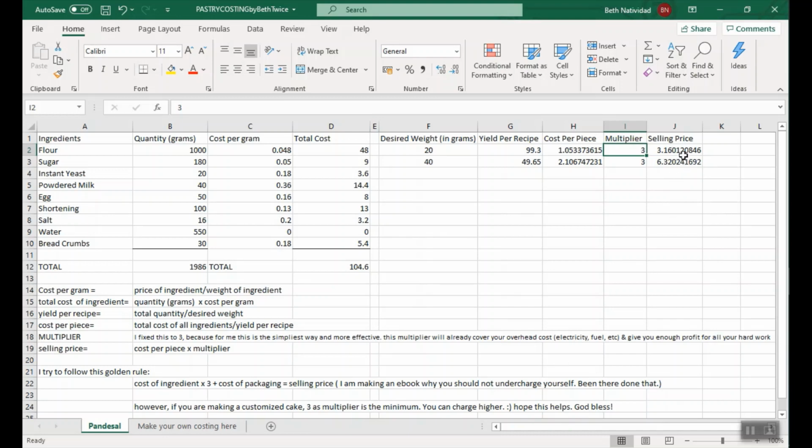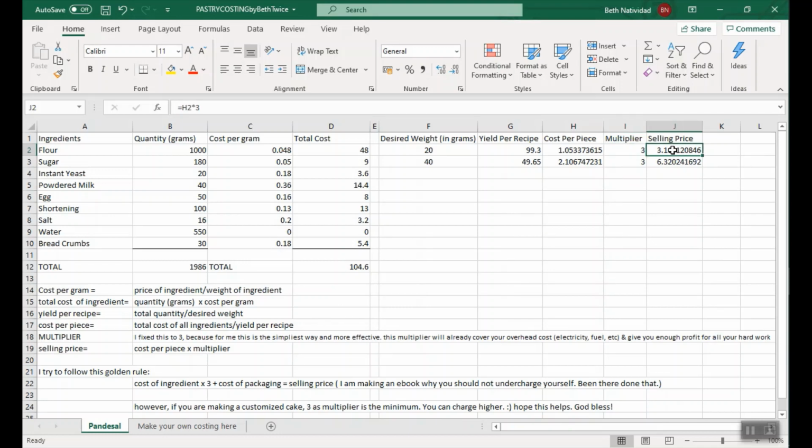computations. Yan lang. And this multiplier is already enough also to cover enough income for you, for all your effort. Hindi yung masyadong tinipid mo sarili mo. This is enough for you to earn a considerable amount of profit for your hard work.